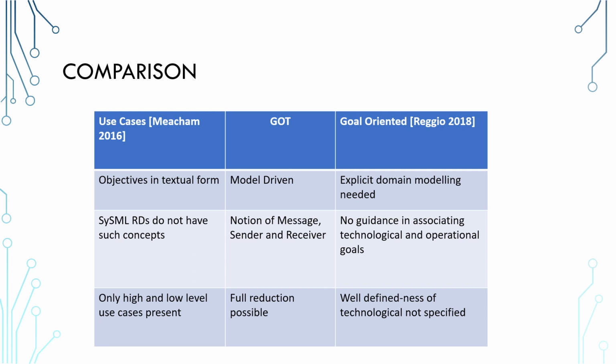In the other cases, explicit domain modeling was required in order to discover the functional and the communicational objectives. The second difference we found was that in the notion of the message sender and receiver, there was no guidance given in the goal-oriented approach that we found, and in the use case approach, these concepts did not exist. The third difference was the full reduction that we were able to provide in our model, which was not there in the use case approach, and in the goal-oriented approach, the definedness of the technological goals was not really specified.